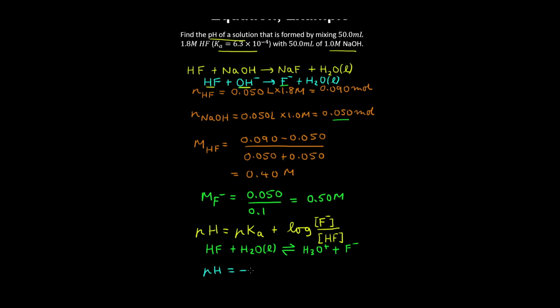pKa is minus log of Ka, and we have the molar concentration of fluoride over the molar concentration of hydrofluoric acid, which gives a pH of 3.3. So as expected, the solution is acidic, given there's excess weak acid in the solution.